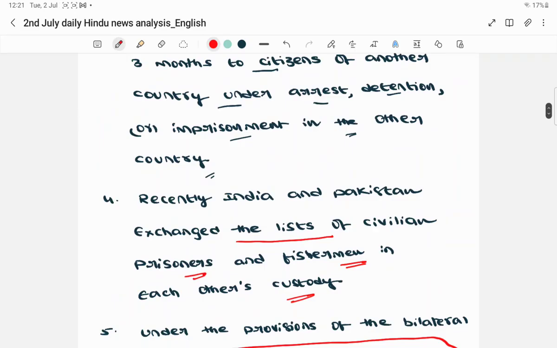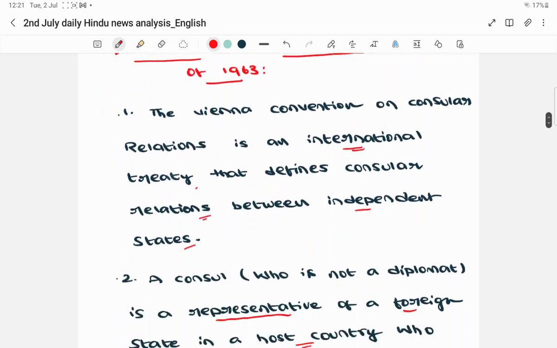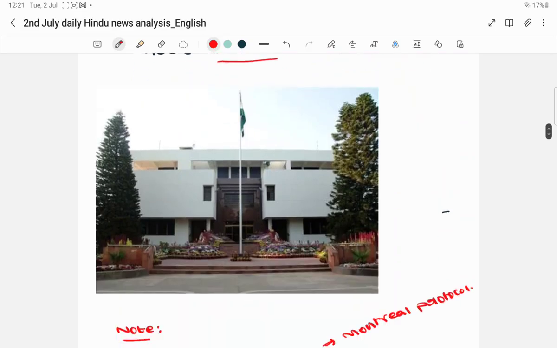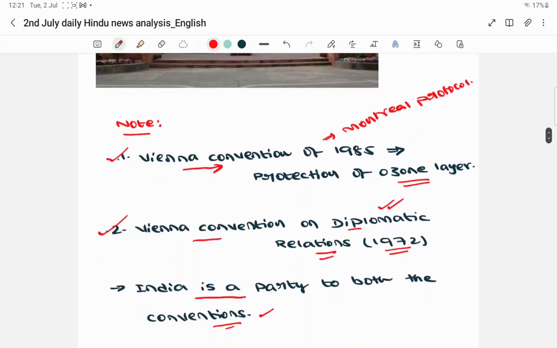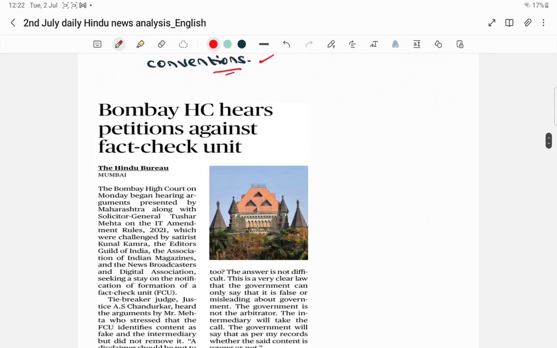India is a party to the Vienna Convention on Consular Relations, and with the name Vienna Convention we have two other important conventions: the Vienna Convention of 1985, which is associated with the ozone layer, and the Vienna Convention on Diplomatic Relations, which was signed in the year 1972. India is a party to the Vienna Convention on the ozone layer, and also on diplomatic relations and consular relations. So these are the three important things that you need to be aware of from this article. Now let us go to the next article.